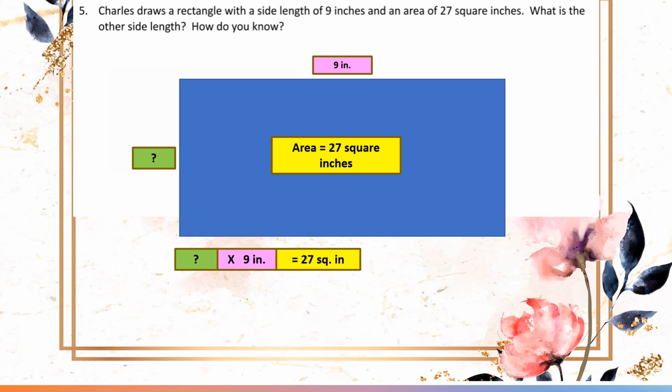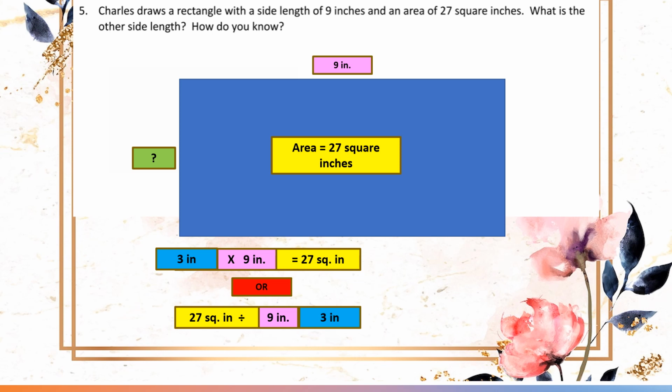Now, if you need to write it as a division equation to solve it, that's okay. So you would start with 27 square inches divided by 9 inches, and that would give you the missing length. All right. Well, if you know your factors, and if you don't, that's okay. You can create a ratio table or a skip count to figure out the answer. The answer that you should have received is 3 inches. So the missing number is 3 inches.